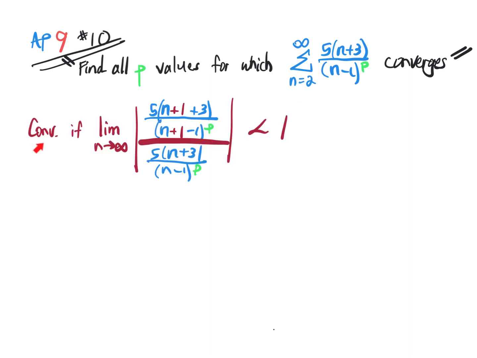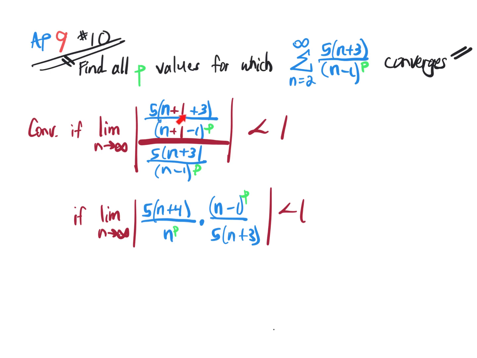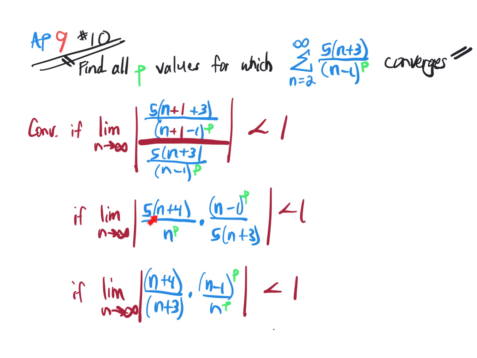Using the ratio test, this series converges if this limit of any term divided by its previous term is less than 1. Simplifying and multiplying by the reciprocal of the bottom fraction, the 5's cancel out. We have (n plus 4) divided by (n plus 3), and (n minus 1) to the p over n to the p. We run into a problem.